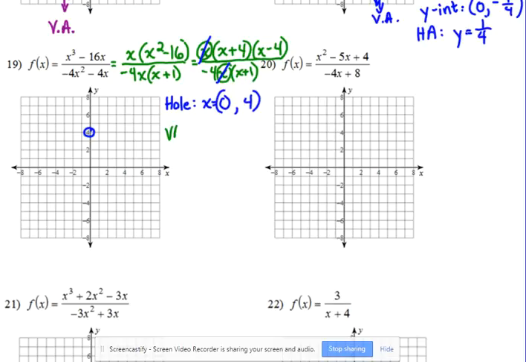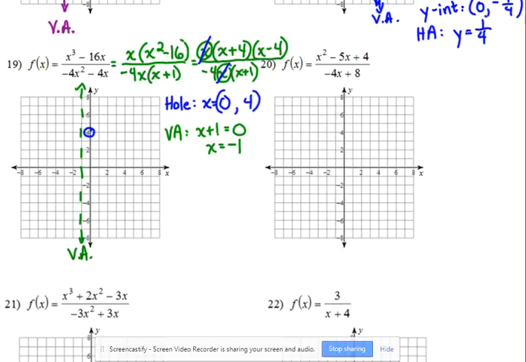All right, vertical asymptote. Do we have one? Do we have anything left in the denominator that equals 0? Yes, we have x plus 1. So x equals negative 1 is our vertical asymptote.